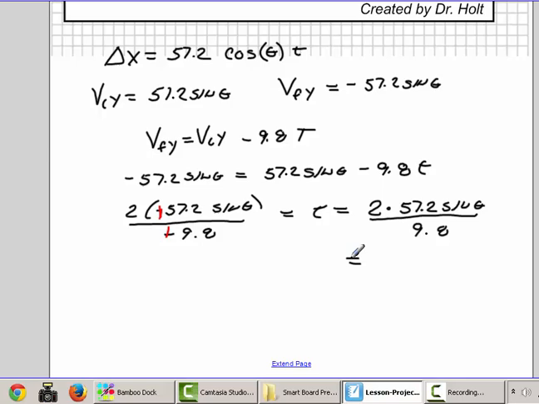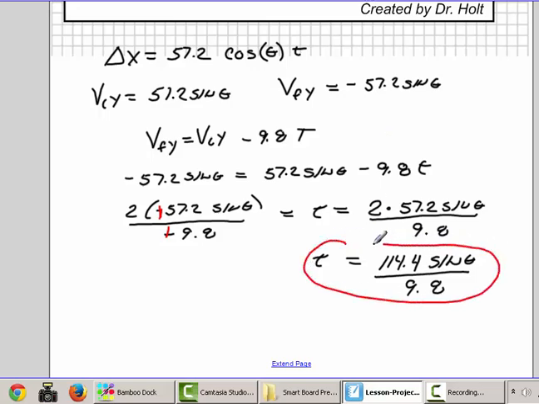And I think I'll leave the 9.8 in the denominator just so I don't get a rounding error. So I'll say time is equal to 114.4 times the sine of theta over 9.8. All right, so we got time in terms of theta. Now let's go back to talk about what's going to happen when we reach the top.